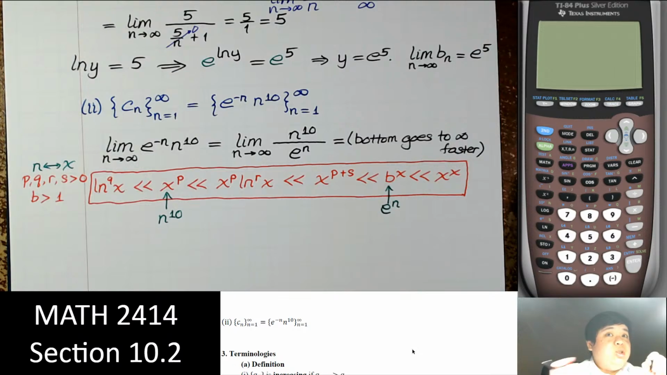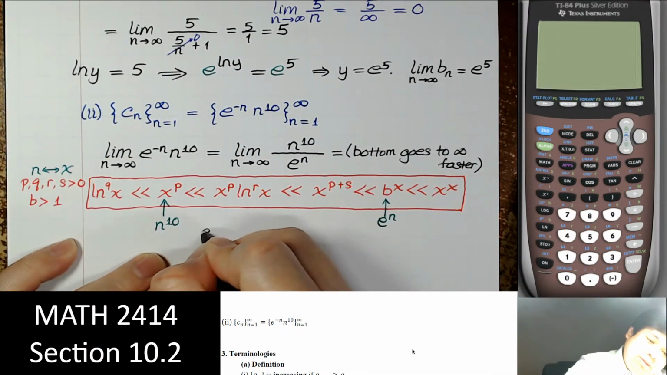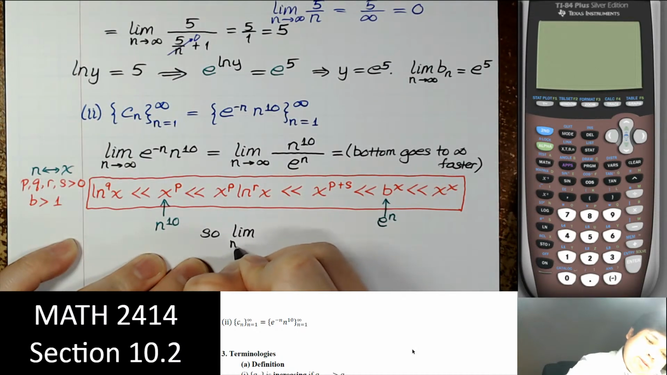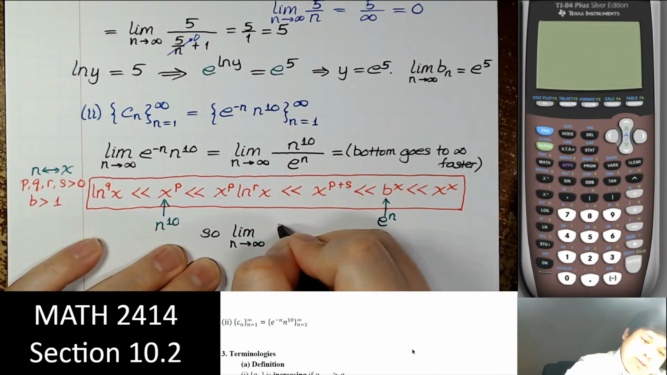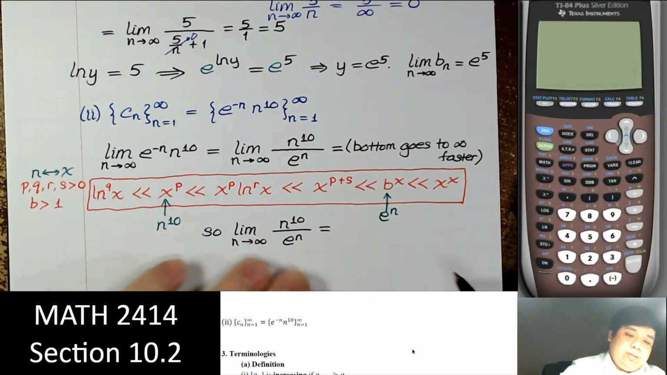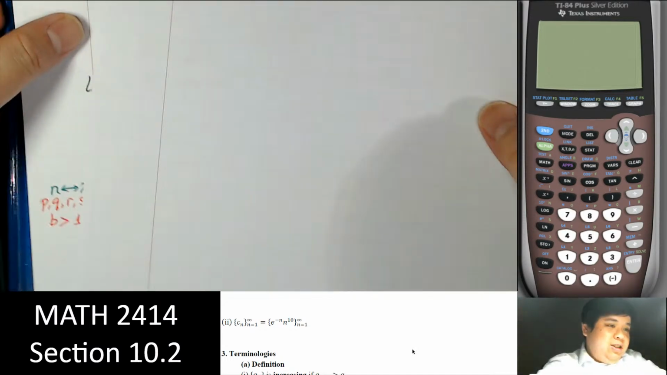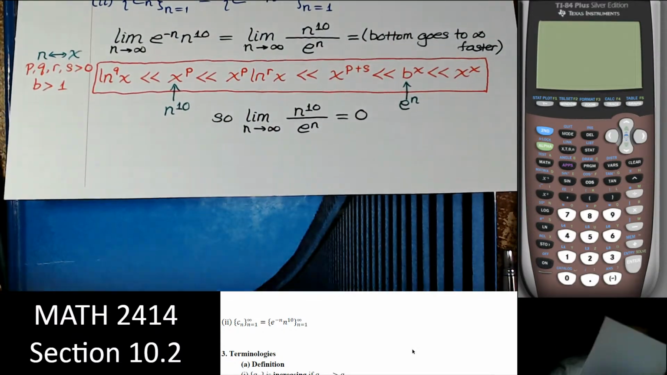If the bottom goes too fast to infinity, then this limit equals what? Right. So if the bottom goes faster to infinity, the whole thing goes to 0. If the top goes faster to infinity, it goes to 1. I think we should have a lot more examples than these two. Right.